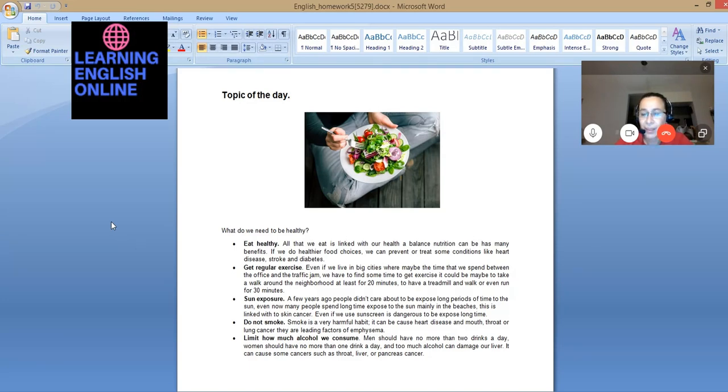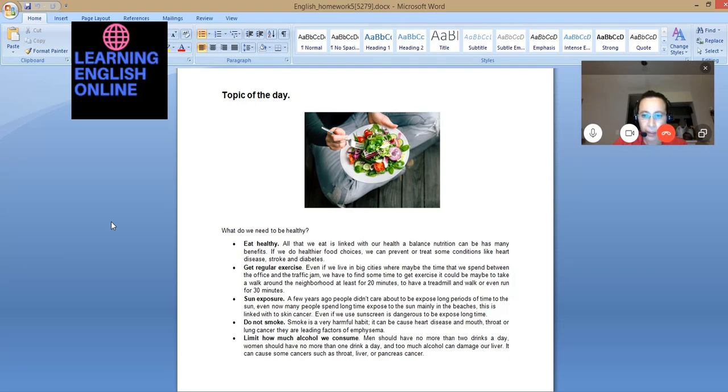We have to find some time to get exercise, comma. Yes, and then you can say it may be a walk. There is no need to write like could be, maybe, to take. It may be a walk around the neighborhood, at least for 20 minutes, or to have a treadmill and walk or even run for 30 minutes.